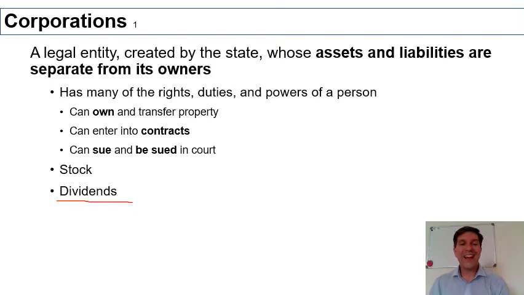So, and then lastly, with owning a stock, at least some types of stock, like we will see later, you will have the right to vote in basically making major decisions for the corporation. Okay, so those are the three things that you get by owning a stock for the most part.